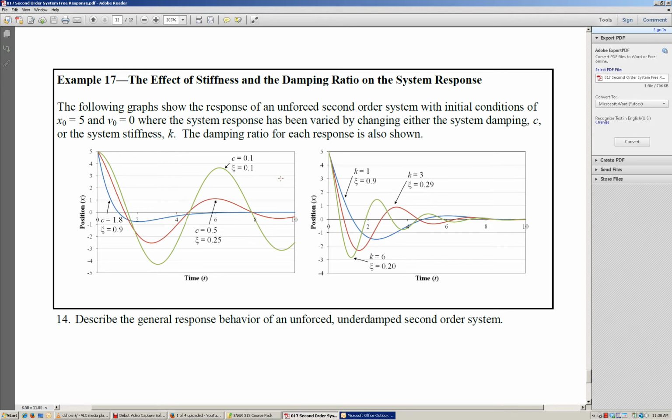Okay, so in conclusion, what we can expect from a second order system that is underdamped is that we're going to see oscillations. The oscillations are eventually going to decay to some final steady state value, and the oscillation frequency is going to depend upon the damped natural frequency of the system.